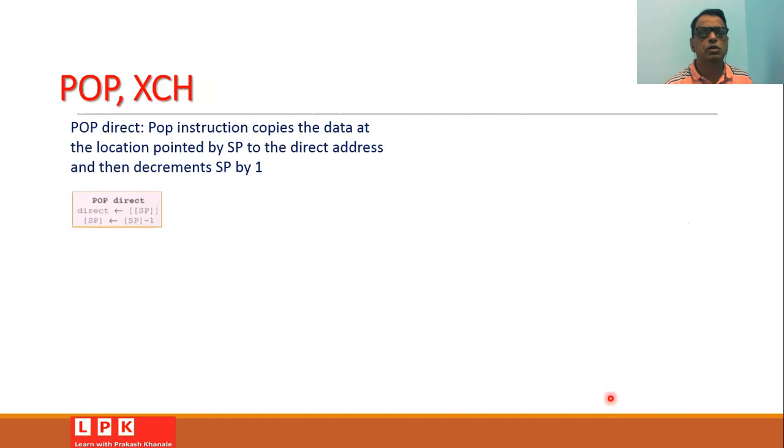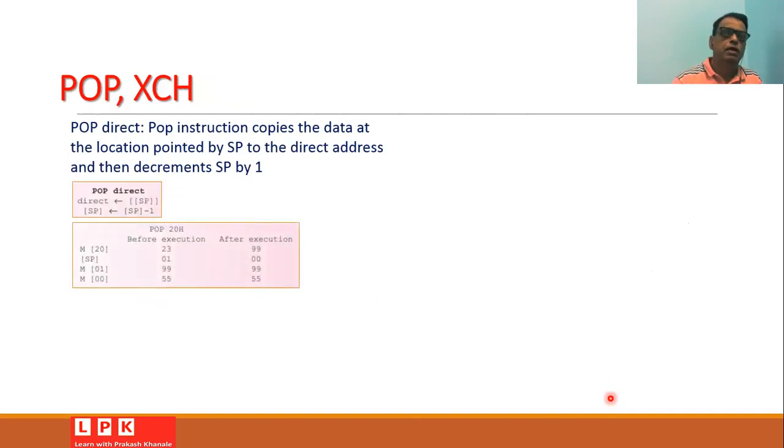There is another instruction called the POP instruction, POP direct. This instruction will copy the data at the location pointed by the stack pointer to the direct address, and it will decrement the content of SP by 1. So whenever we execute this instruction, the content of the memory location pointed by the stack pointer SP will be moved to the direct location, and the content of SP will be decremented by 1.